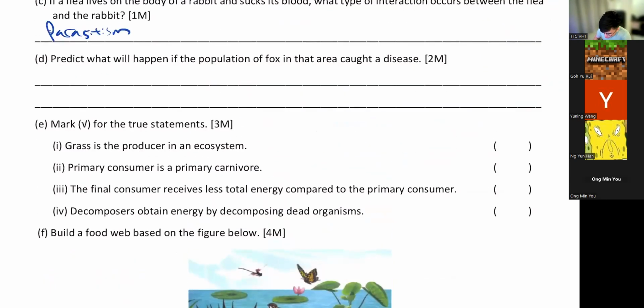So what happens now? Okay. So what do you write here? So you can say the population of rats or rabbits, they will increase.